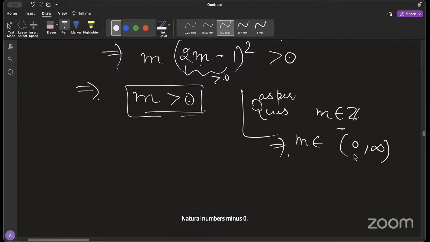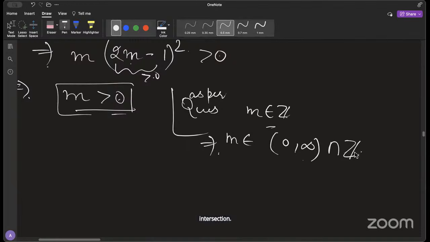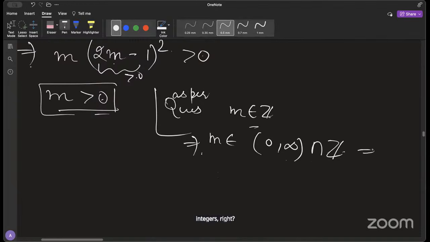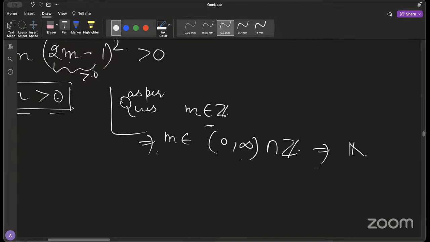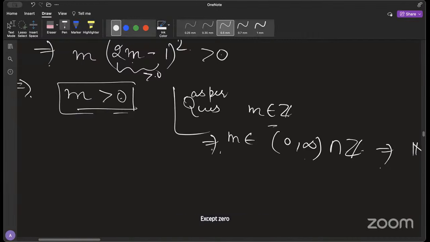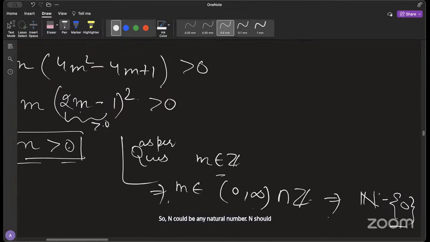0 to infinity, intersection integers, right? This will give you the natural numbers set minus the number 0. That means except 0, every natural number, m could be any natural number. M should be a natural number except 0.